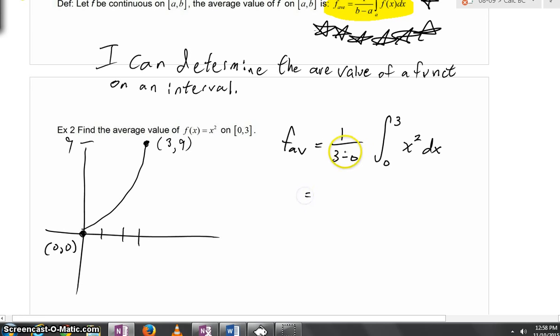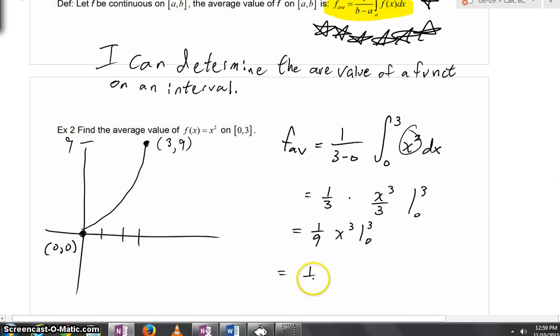So, obviously, 1 over 3 minus 0 is just 1/3. What's the antiderivative of x squared? What would we get here? X cubed all over 3, and then we can say we're going to plug in a 3 and a 0. Now, if you'd like to actually just pull out the 1/3 and the 1/3 and make it 1/9, you could do that. There's nothing wrong with that.